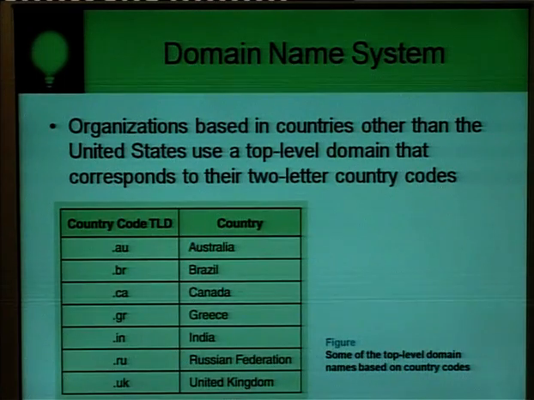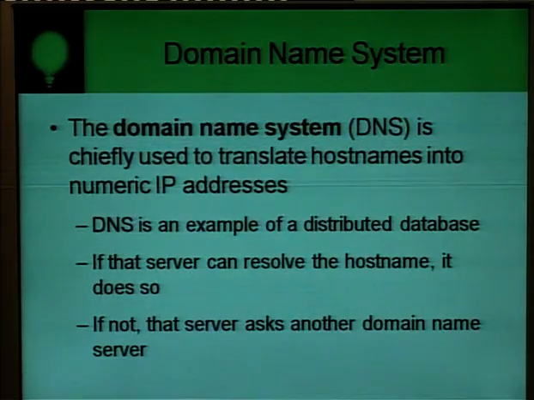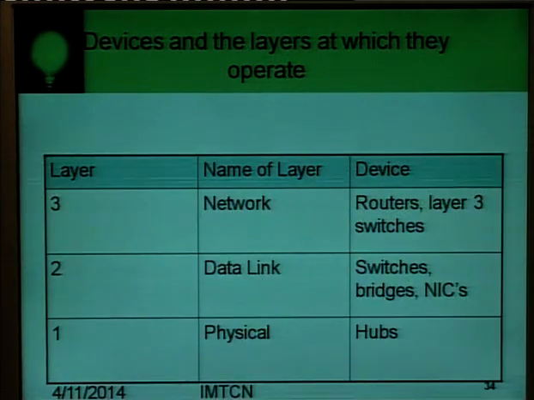.gr, India has .in, and then comes the Russian Federation with .ru, and then comes the United Kingdom. Then the domain name system is chiefly used to translate a hostname into the numeric IP address, and DNS is an example of a distributed database, and if that server can resolve the hostname, it does so. If not, that server asks another domain name server.